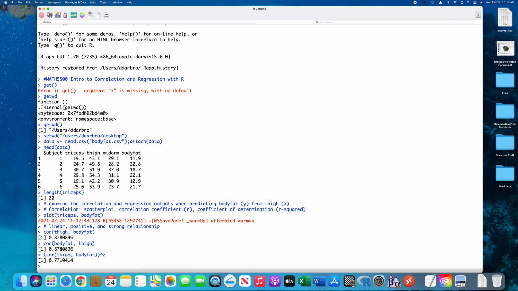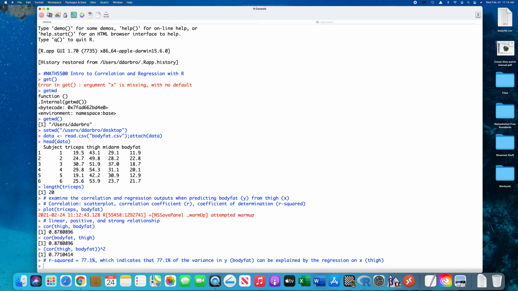Literally just squaring the R value. So here we have 0.77. We report the R squared as a percentage. So the R squared is approximately 77.1%, which indicates that 77.1% of the variance in Y can be explained by the regression on X, which is our thigh measurement.